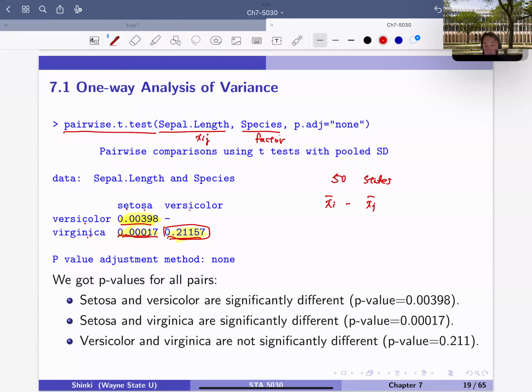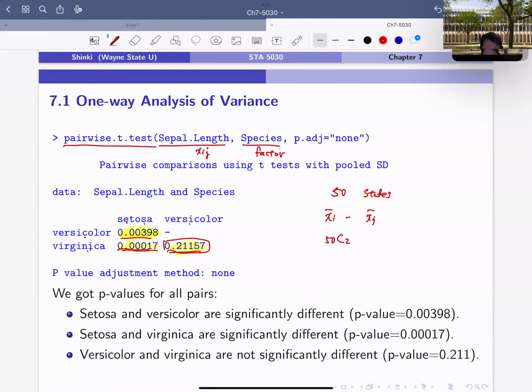And we test this. Then we have 50 choose 2, so 25 times 49, which is 1,225 pairs. If we test all pairs, of course, some of them become statistically significant at the 5% level, at least probably 5% of them. But that is so arbitrary, right? Because we have run many tests, just some of the tests by chance become significant. So we need some adjustment for that.